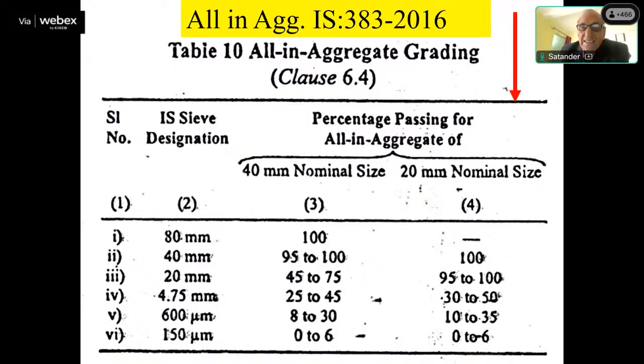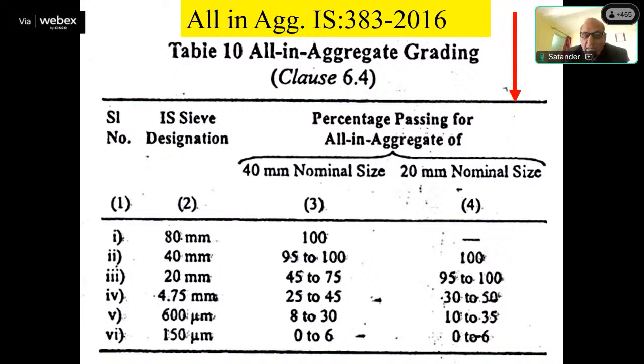When any aggregate is defined, it is defined by nominal size, not maximum size. What is the difference between maximum size and nominal size? Nominal size is 90 to 100% or 95 to 100%. Second row is the nominal size. The first row, suppose 20 mm aggregate nominal size, maximum size is 40. Nominal is 95 to 100. If you come to 40 nominal size, the maximum is 80.